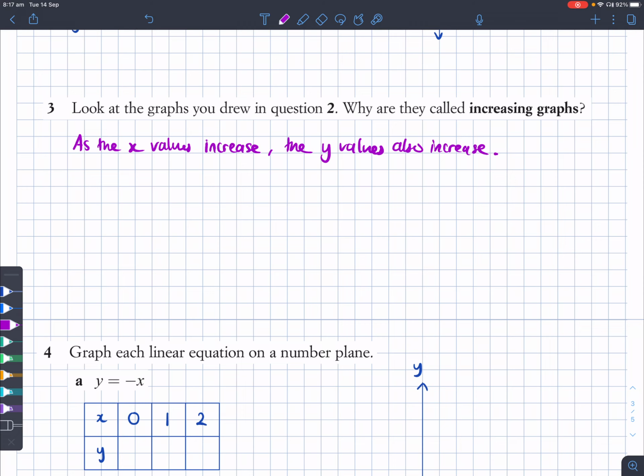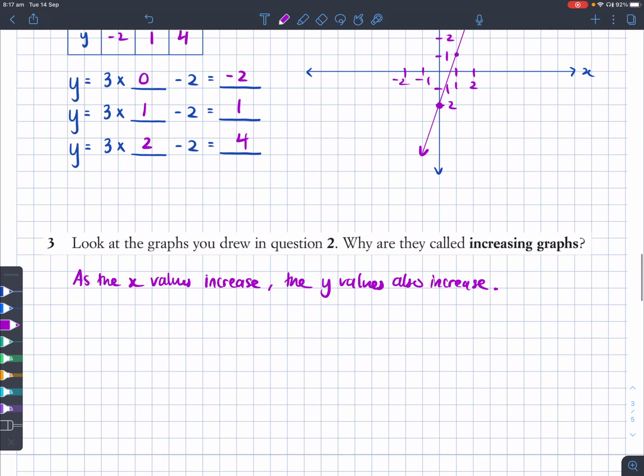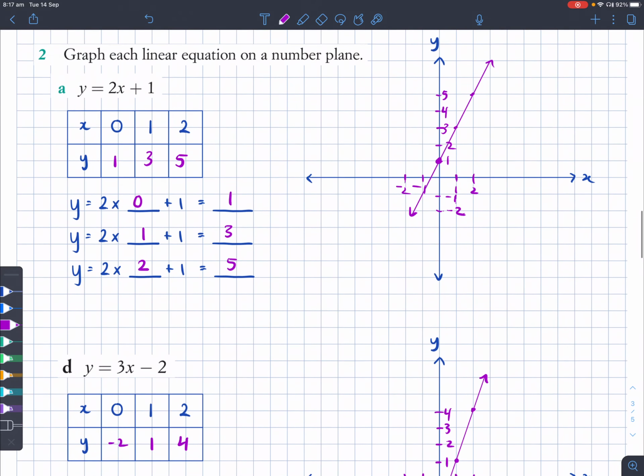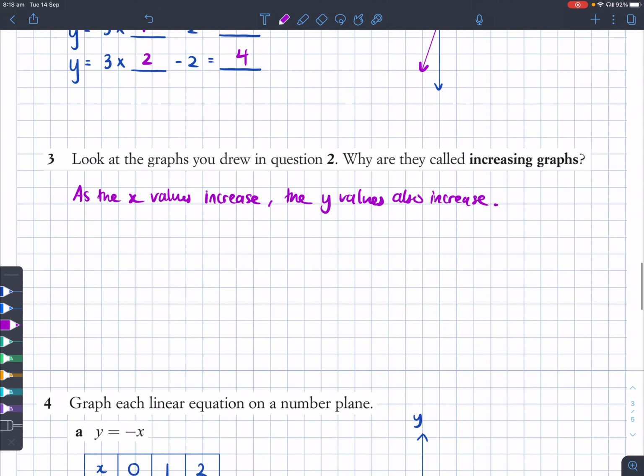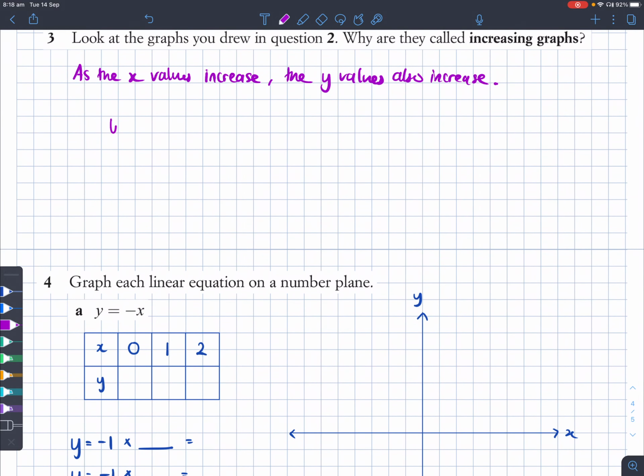Now, there's a specific way we can actually identify that's an increasing graph. So when I write these two equations down again, 2x plus 1 and 3x minus 2, what we've just got to look at is the number before the x. If these numbers here are positive, that means it's an increasing graph.